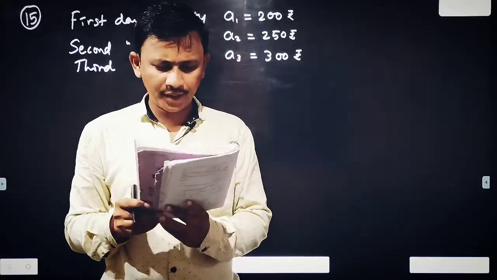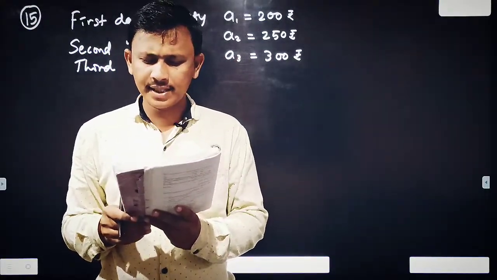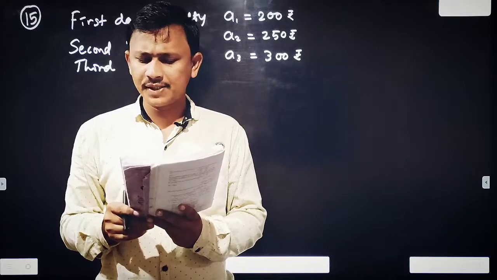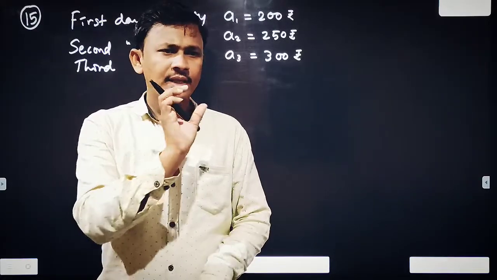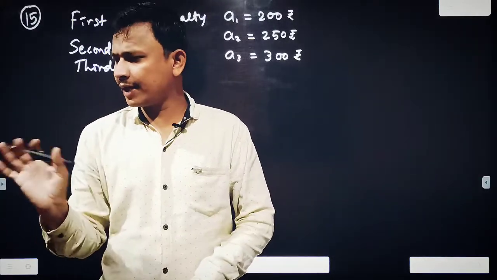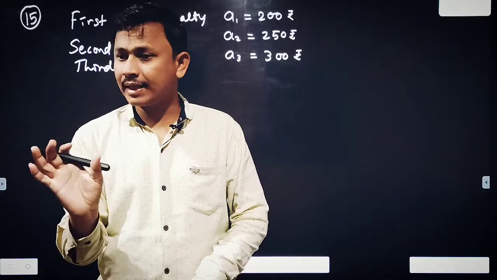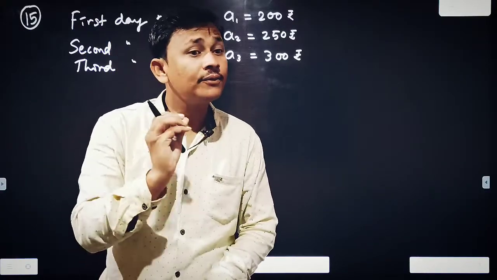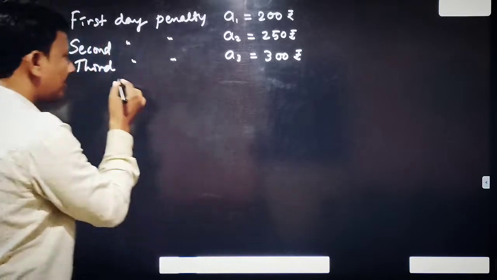Then what we need to find out? The penalty for each succeeding day being 50 rupees more than the preceding day. That is the penalty difference between 2 days. Difference of penalty between 2 days is 50 rupees. Yes or no? Difference.